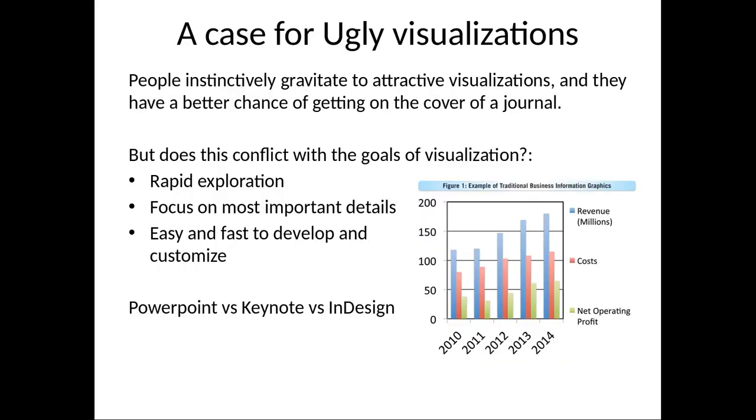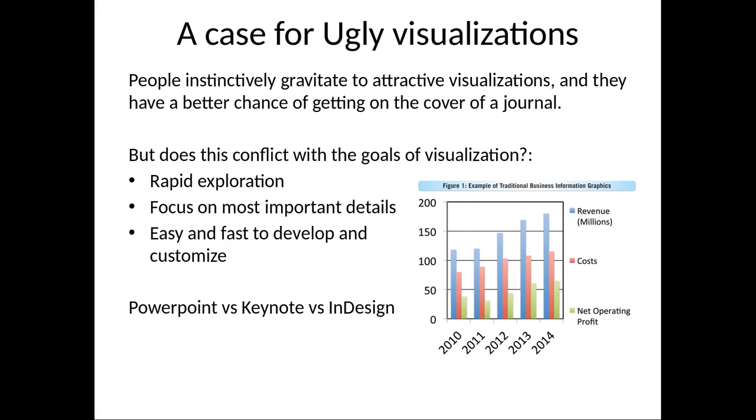Okay, let's see some cases for ugly visualizations. People usually instinctively gravitate to attractive visualizations, and they have a better chance of getting on the cover of a journal. But this may conflict with the goal of visualization. For example, the goal of visualization is not always that they should look pretty. It should be available for rapid exploration, should focus on the most important details, and should be easy and fast to develop and customize.